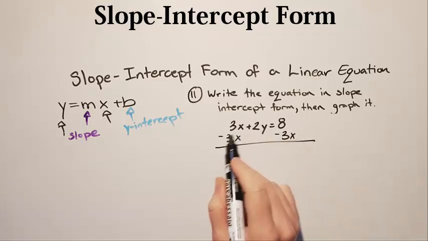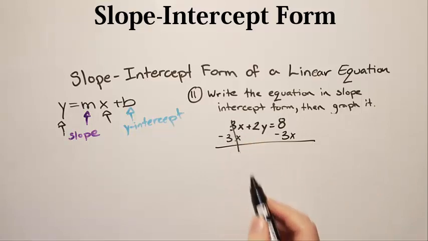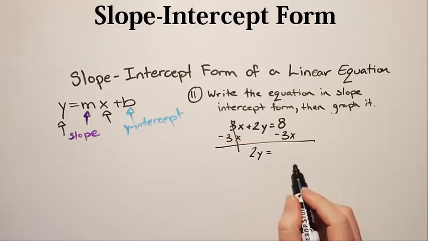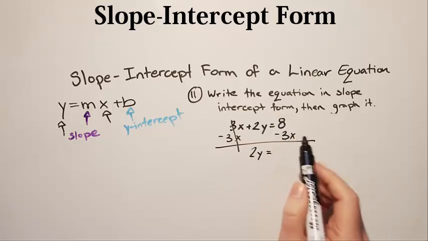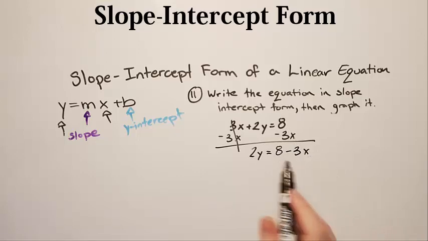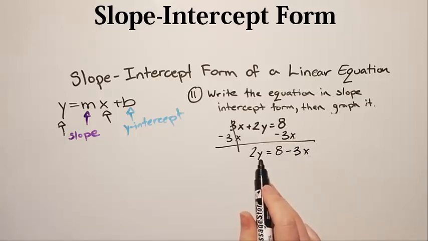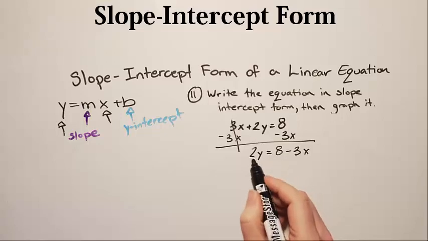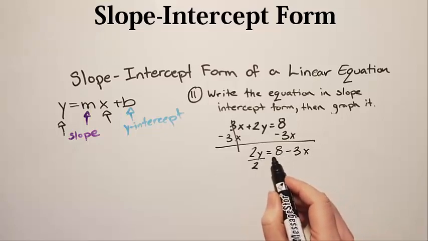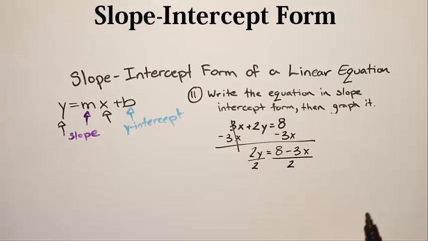If I had 3x's and I took away those 3x's, it completely disappeared. It zeroed out. I was left with this 2y, and this is literally just 8 minus 3x. So this is 8 minus 3x. I need y completely by itself. Y is stuck to the 2 by multiplication. You undo by dividing. If I divide this side, I'm supposed to divide the entire right side.